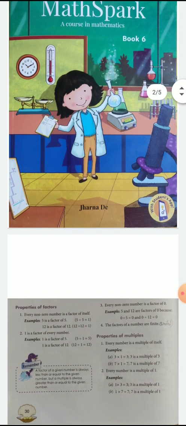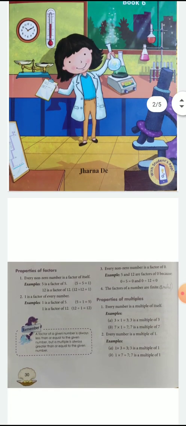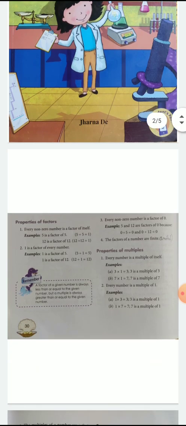Children, now we discuss the properties of factors. There are 4 properties. First one is every non-zero number is a factor of itself. For example, 5 is a factor of 5 because 5 divided by 5 equals 1. Like this, 12 is a factor of 12. 12 divided by 12 equals 1.